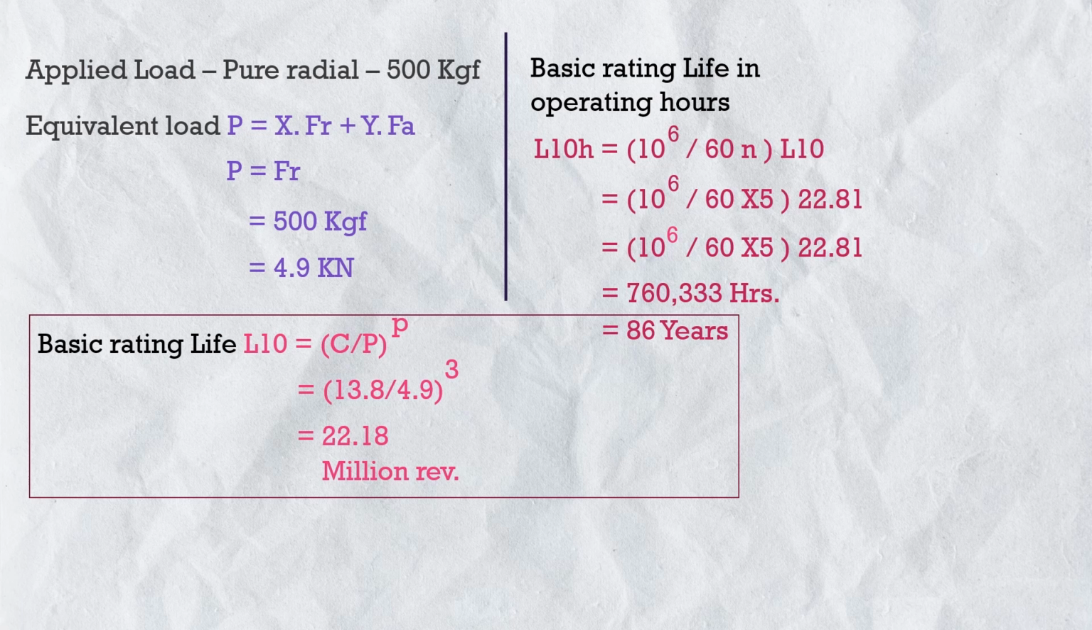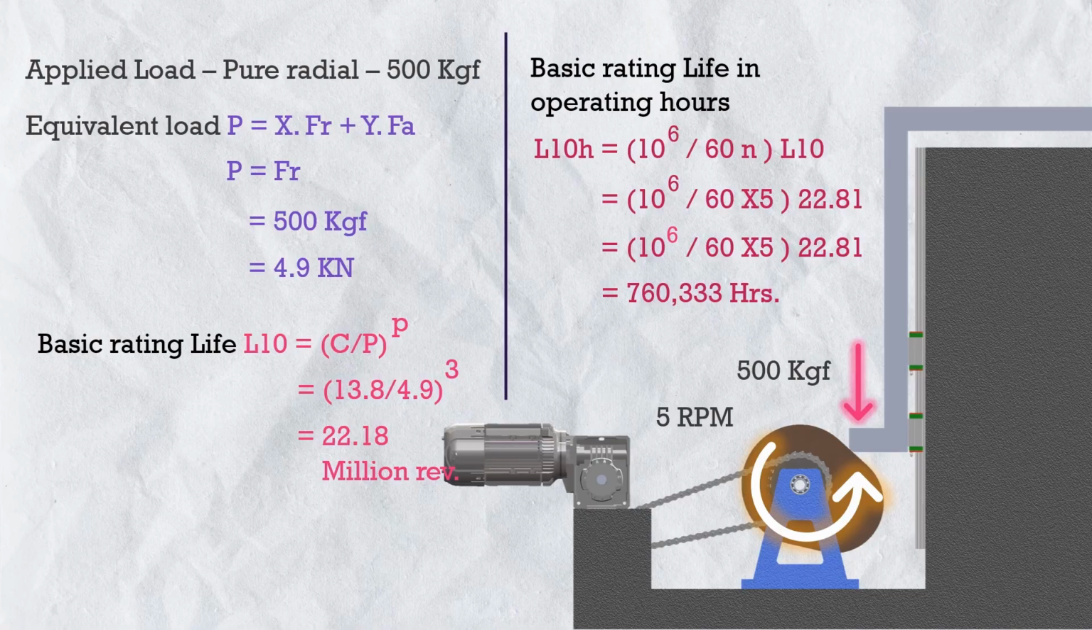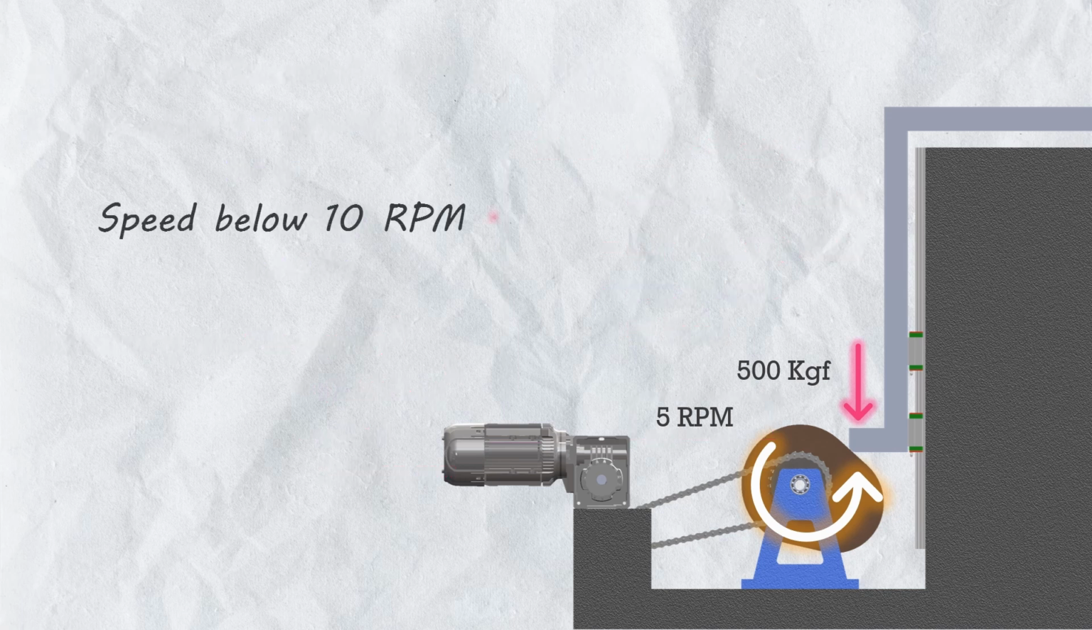But this is not okay. The bearing will fail far before reaching this calculated bearing rating life L10. Because this calculated rating life L10 ensures bearing failure based on fatigue failure, RCF failure, only in case of full film lubrication condition. But here the speed is only 5 rpm, which would be considered slow speed. A speed less than 10 rpm is considered slow speed. And at very slow speed, full film lubrication cannot be formed.